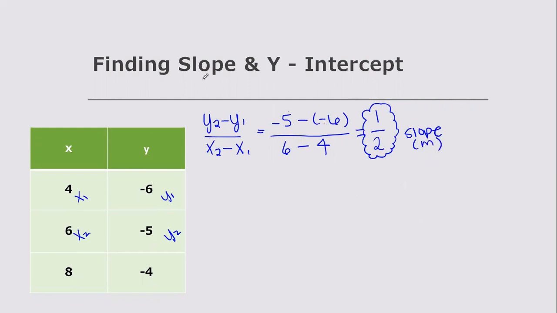But we're not done, right? Because to write an equation, we also would need our y-intercept. So we need to find our y-intercept as well. So this part might be a part you might have forgotten from last year. So let's write down the equation y equals mx plus b.